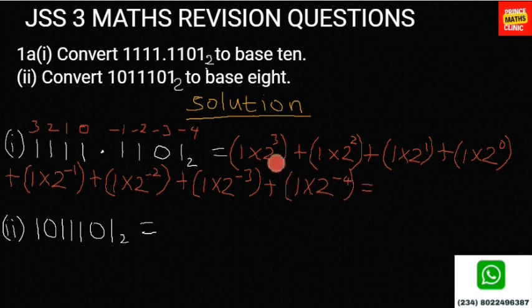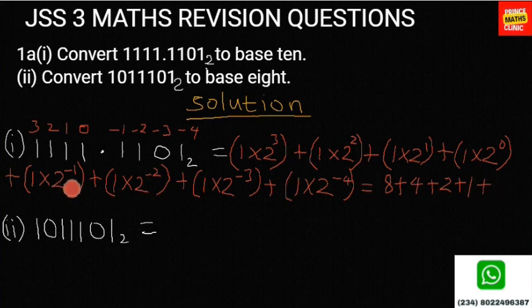Now, let's simplify this together. 2 to the power of 3 means 2 times 2 times 2, which is 8. 8 times 1 gives us 8. So I write down 8 here. Plus 2 raised to the power 2 is 4. Times 1 is still 4. I'll write down 4. Then plus 2 raised to the power 1 is 2. Times 1 is still 2. Then we know that anything to the power of 0 is 1. So 1 times 1 is still 1. So we are done with the whole number part.